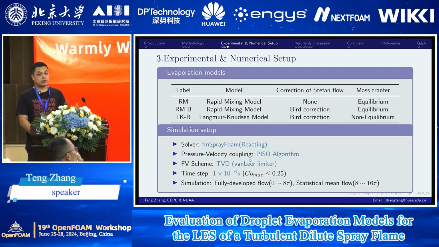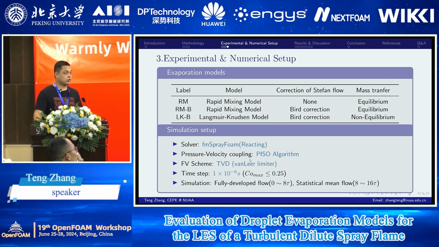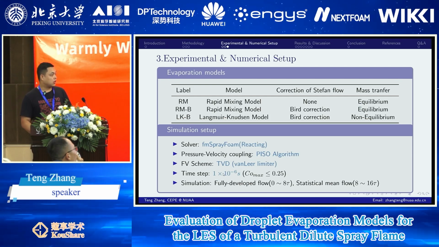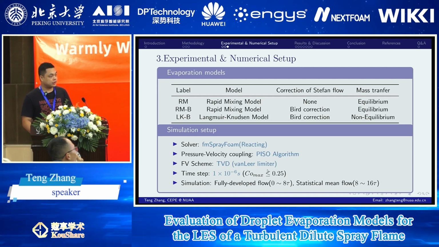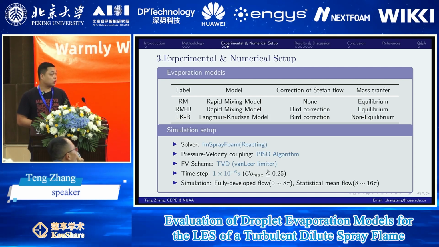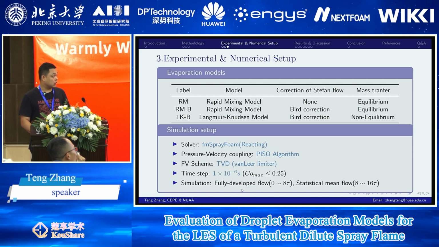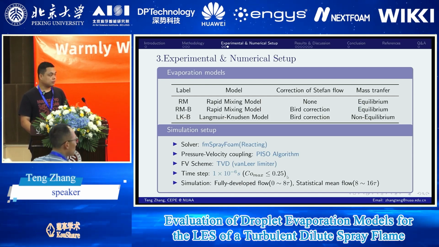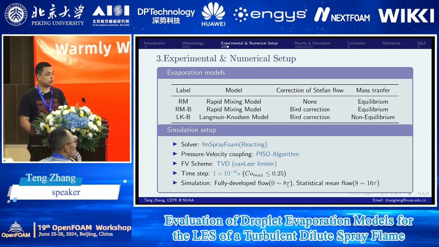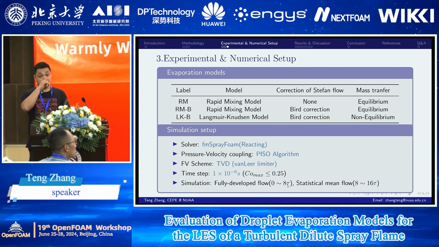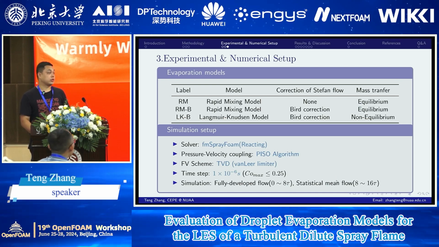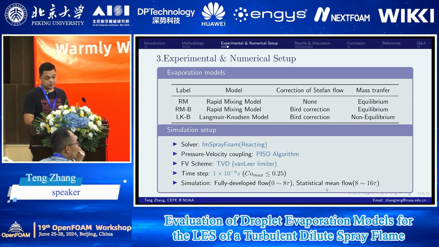The TVD scheme is used for the momentum and other transported scalars. The time step is 1 microsecond to make sure the maximum Courant number is less than 1/4. Firstly, we conducted 8 flow-through times to make sure the spray flame is fully developed, and then another 8 flow-through times was conducted to collect the mean flow field.